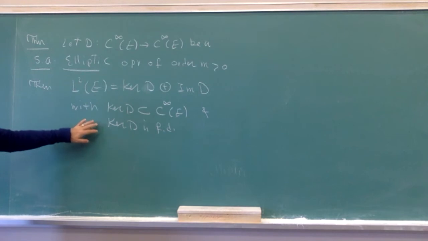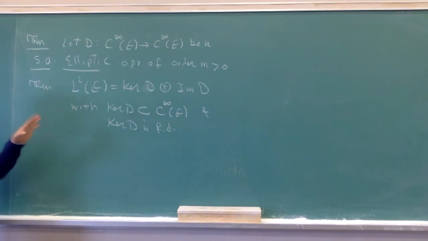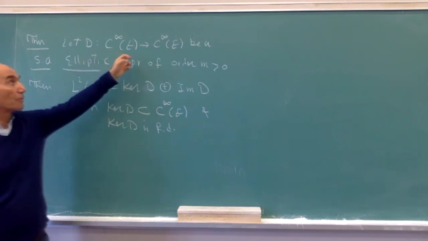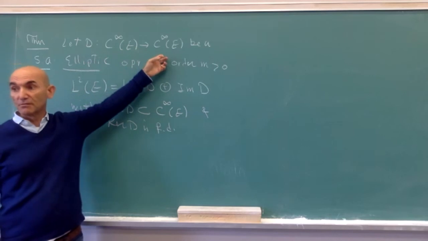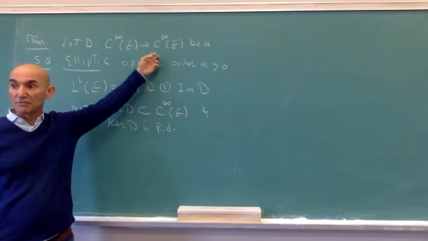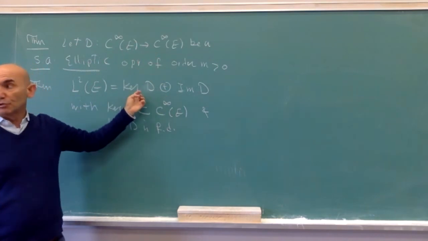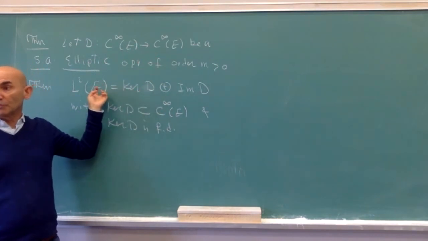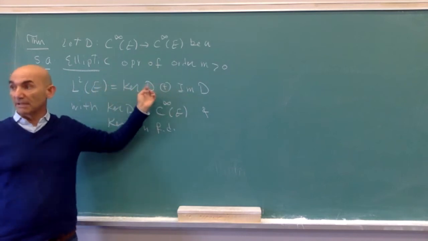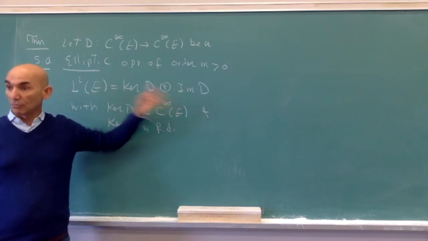So to think about this statement, one has to be a bit careful. You see, this is in L2. I wrote my operator going from C infinity of E to C infinity of E. If you take it at face value, nothing like this could be true because L2 of E is way too big compared to C infinity. And these are just inside C infinity of E in that case. So that's not what we mean, really.